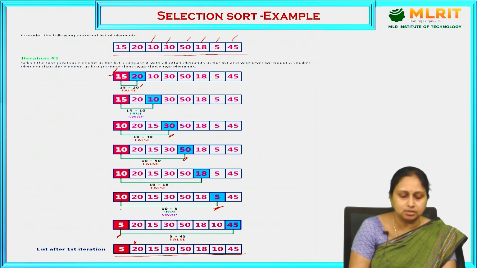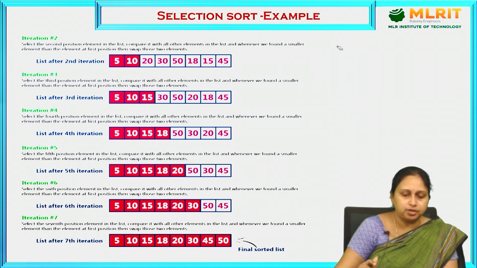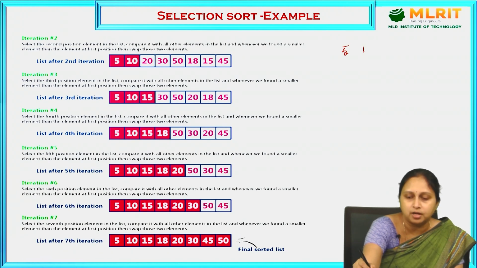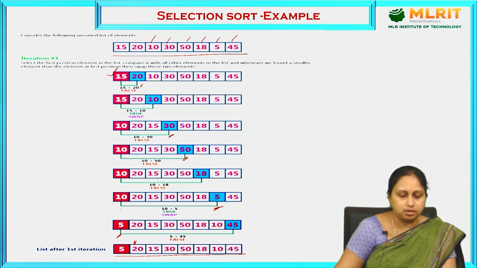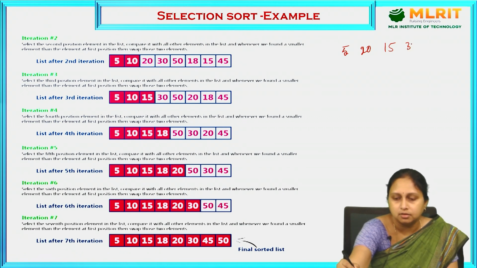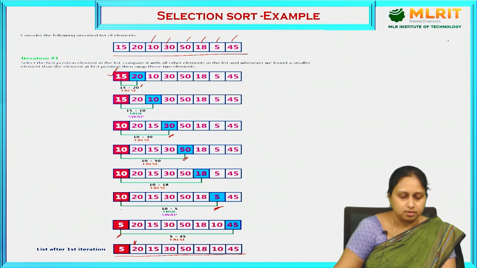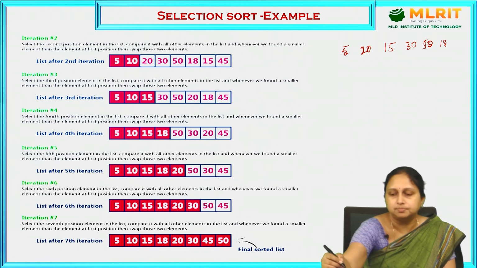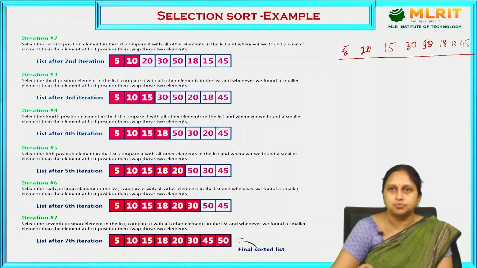Now you can see the list. What is the list you have? We will see from the second iteration. 5, 20, 15. These are the elements we have: 5, 20 and 15, and 30, 50, 18, then 10, 45. After the first iteration, these are the elements we have.